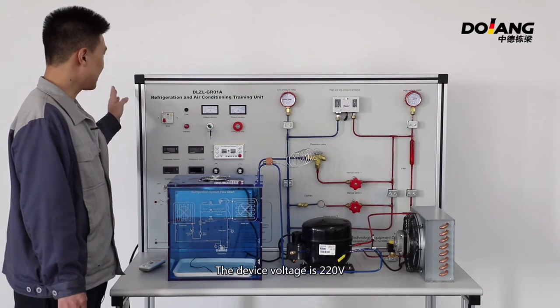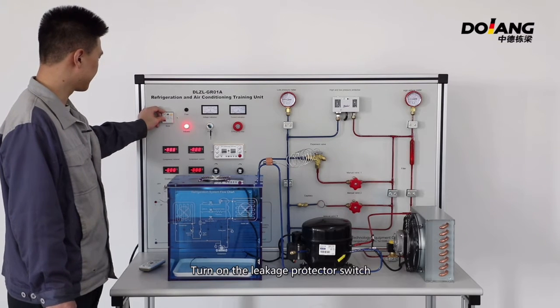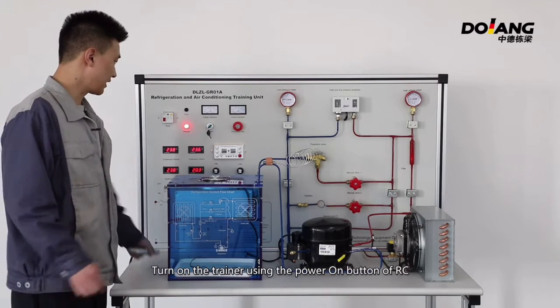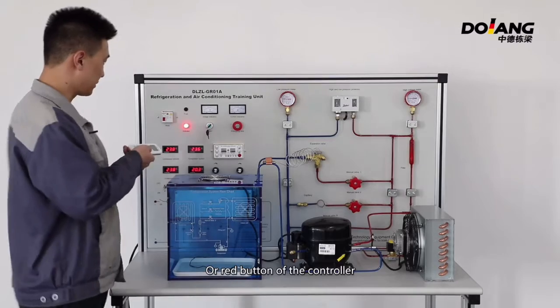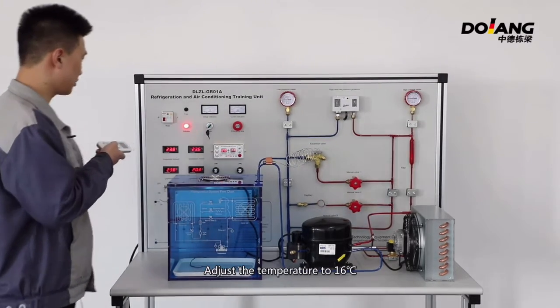The device voltage is 220 volts. Turn on the leakage protector switch. Turn on the key switch. Turn on the device using the power on button of the remote controller, or the red button of the controller. Adjust the temperature to 16 degrees.